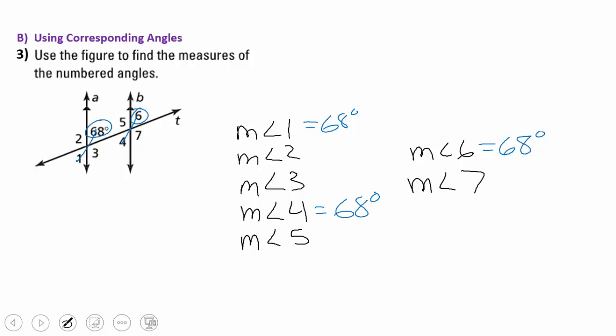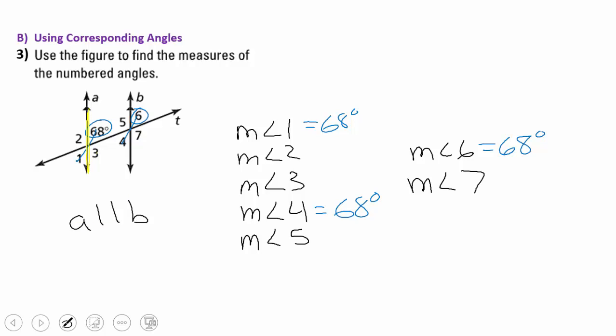So there's 4 angles in this picture, 2 parallel lines. By the way, we didn't write that down, but A is parallel to B, cut by transversal T. There are 4 angles that are all 68 degrees, 4 angles that are all the same. Now we can use anything we learned from before, like supplementary angles. Let's go right here. And we have angle 3.